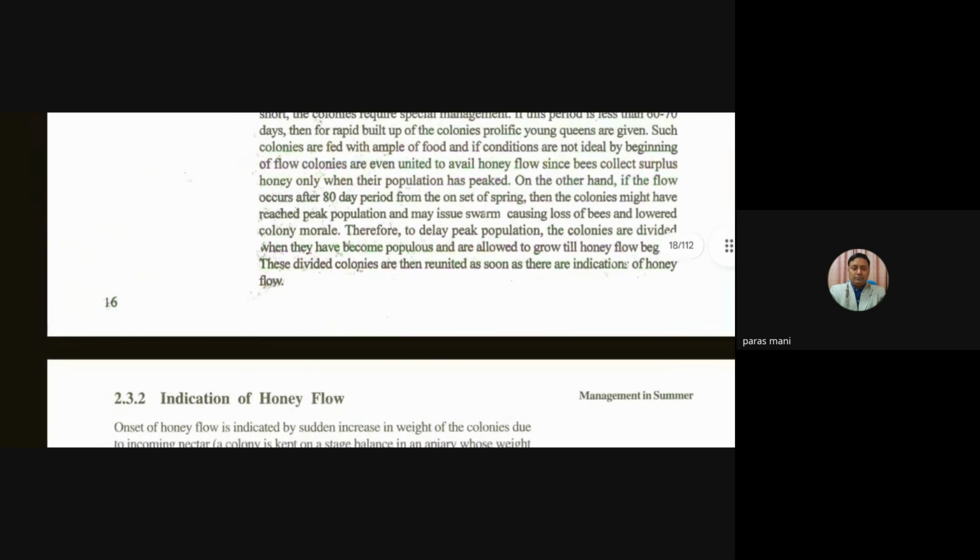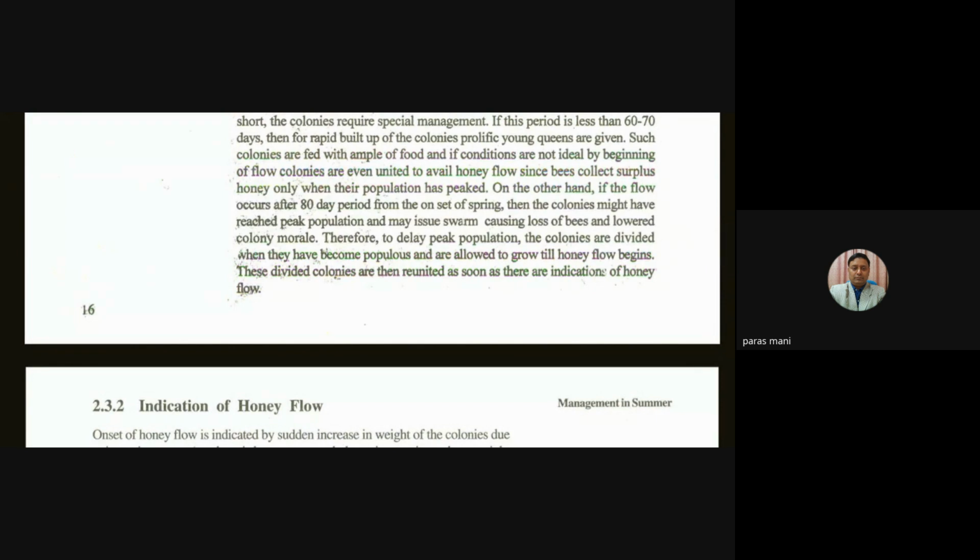Therefore, to delay peak population, the colonies are divided. Yeah, in that time, you can divide the colony. If the box is completely full with bees, you can divide the colony, if the honey flow season has not started, to lower the morale. If the colony is not divided, the division happens naturally, and the swarming will take place naturally, and we will lose the worker strength. Therefore, to delay population, colonies are divided.